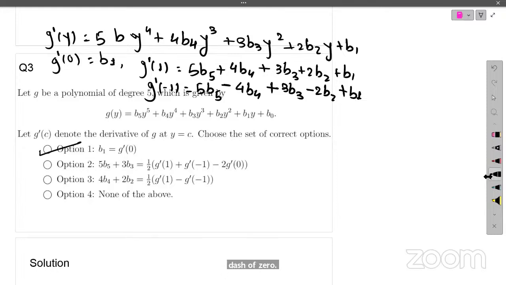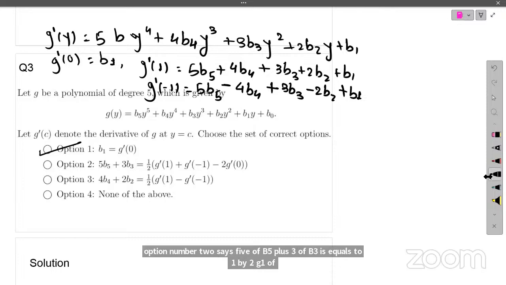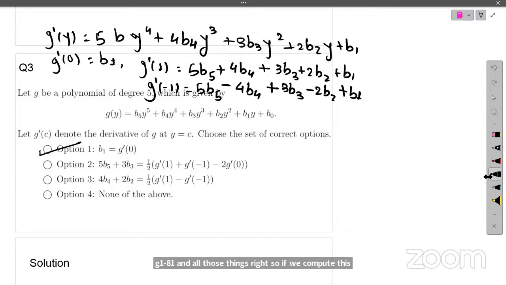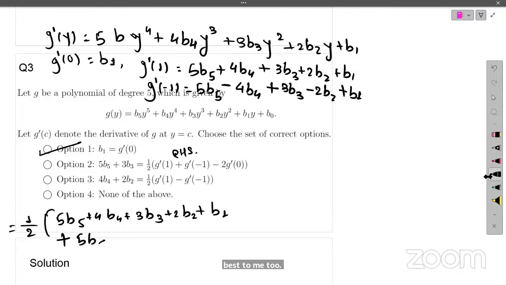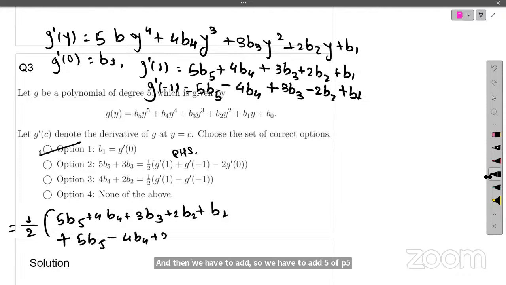Option number 2 says 5 of b5 plus 3 of b3 is equal to 1 by 2 of g dash at 1 and all those things. So we can compute the right hand side: 1 by 2 of g dash of 1. g dash of 1 is 5 of b5 plus 4 of b4 plus 3 of b3 plus 2 of b2 plus b1. And then we have to add 5 of b5 minus 4 of b4 plus 3 of b3 minus 2 of b2 plus b1.